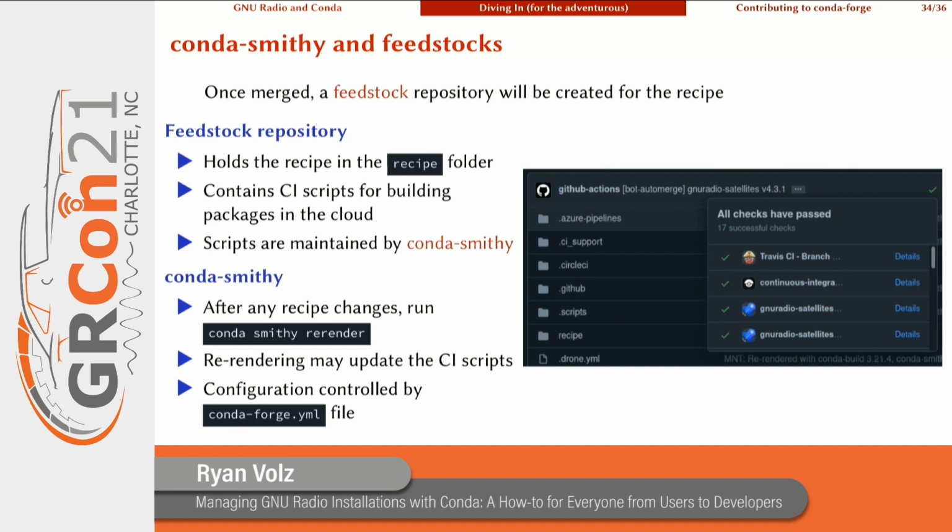The feedstock holds the recipe in the recipe folder of that repository. It also contains CI scripts for building packages in the cloud, and these scripts are maintained by a tool called conda-smithy. And what conda-smithy does is, anytime the recipe changes, you'll want to run conda-smithy re-render, and re-rendering may update the CI scripts that are included in that repository. And you can configure conda-smithy by editing the conda-forge YAML file, which you can find in that repository.